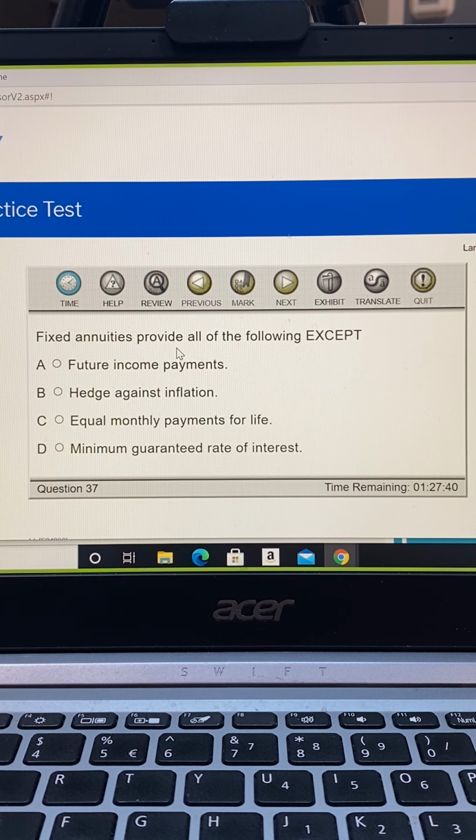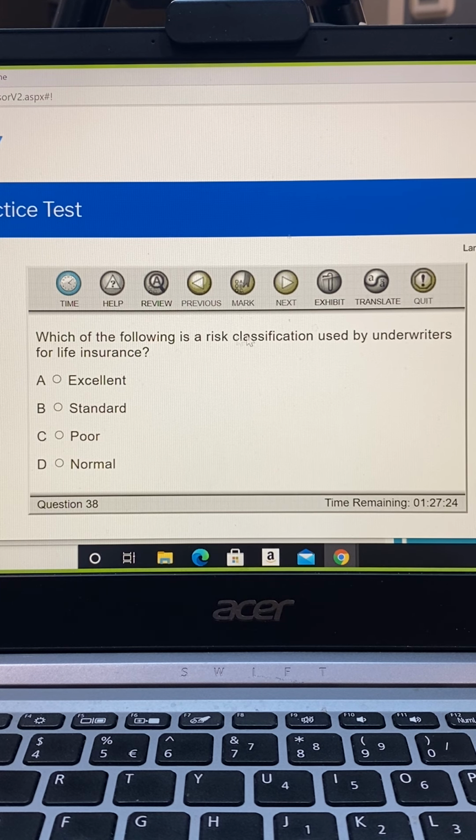Fixed annuities provide all of the following except hedge against inflation. Right. Exactly. Which of the following is a risk classification used by underwriters for life insurance? Standard.